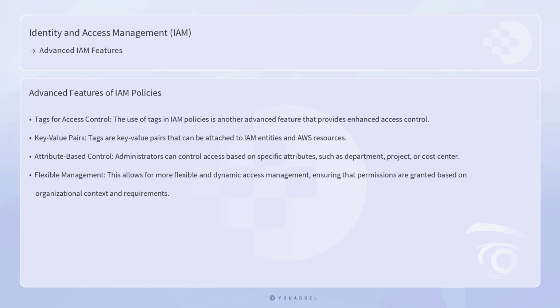The use of tags in IAM policies is another advanced feature that provides enhanced access control. Tags are key-value pairs that can be attached to IAM entities and AWS resources. By using tags in IAM policies, administrators can control access based on specific attributes, such as department, project, or cost center. This allows for more flexible and dynamic access management, ensuring that permissions are granted based on organizational context and requirements.